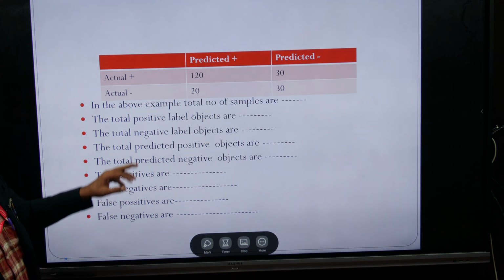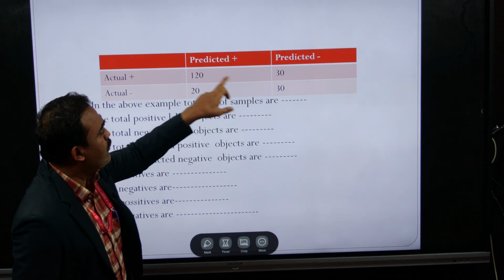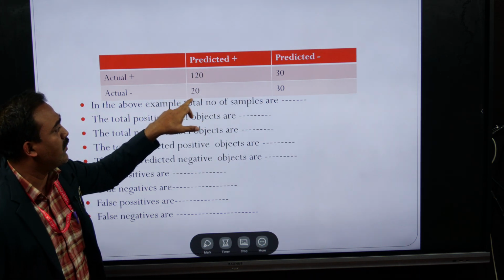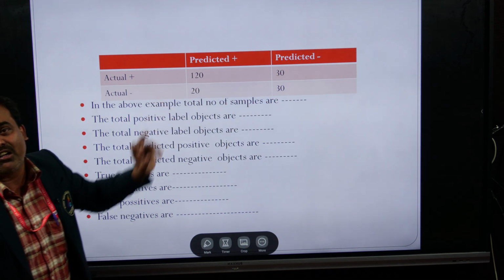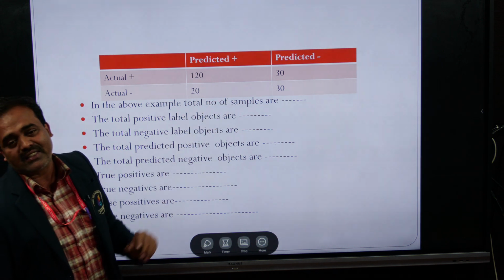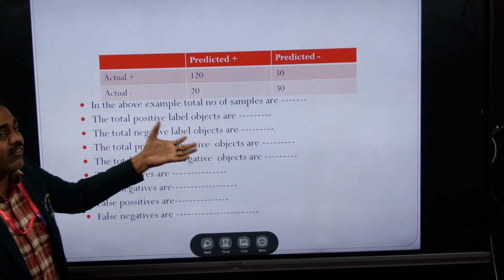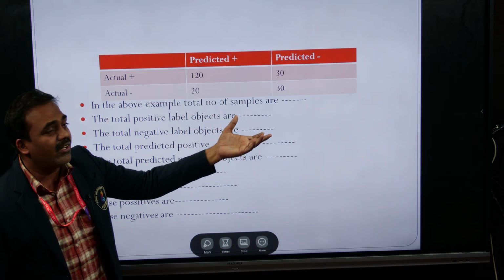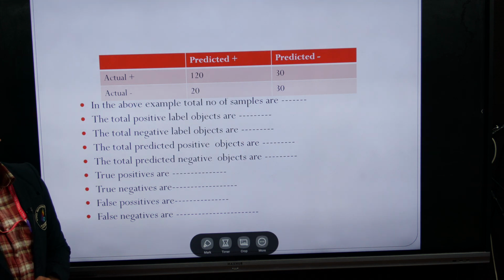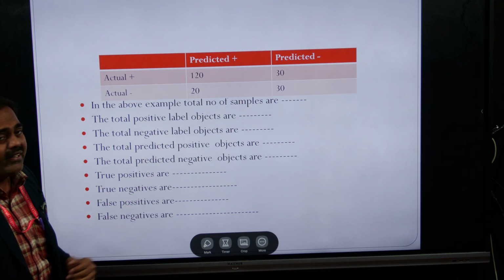In such a case, these 120 and these 30, these two are the correct predictions. These two, this 20 and this 30, are the wrong predictions. So out of 200 predictions, 150 predictions are correct and 50 predictions are wrong. So our model accuracy is 150 by 200, so the accuracy is 75%. If your threshold is considered as 70, then your model can be used.